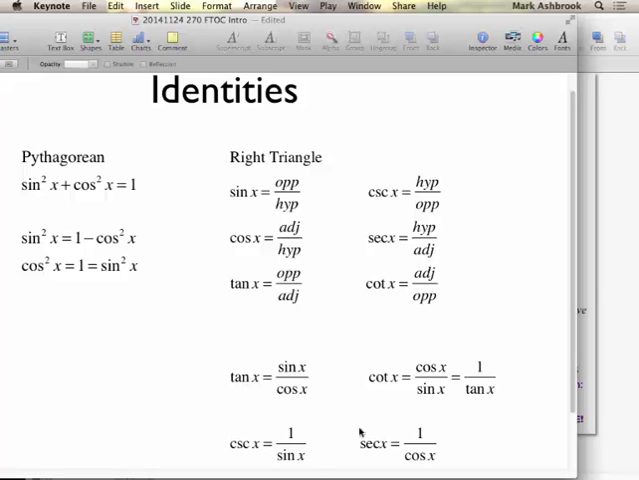Okay, there's that. Cosecant is 1 over sine. Secant is 1 over cosine. Cotangent is 1 over tangent. And then tangent is sine over cosine, and cotangent is cosine over sine. So these are called the basic 6. And you know all the derivatives of these, right?